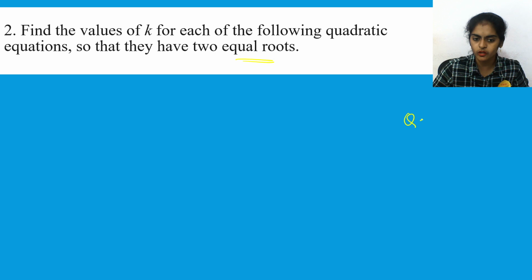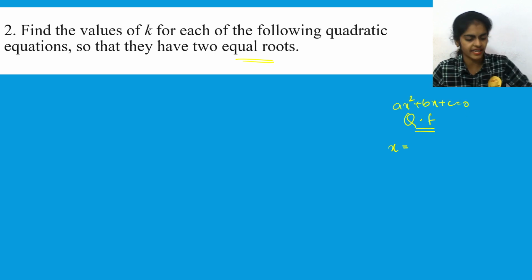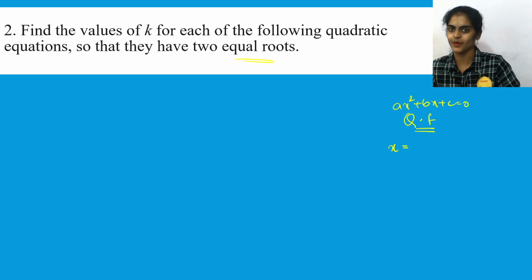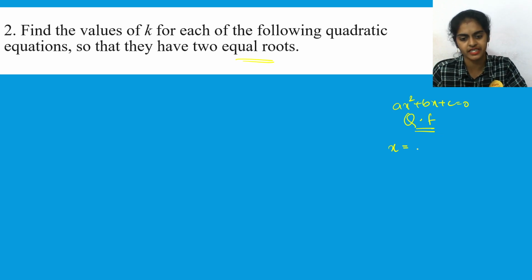Now we have learned about the quadratic formula. What is the quadratic formula? If ax square plus bx plus c equal to 0 is a quadratic equation, and you want to find its roots, then you can use the quadratic formula, which is nothing but x equals minus b plus or minus root over b square minus 4ac, upon 2a.